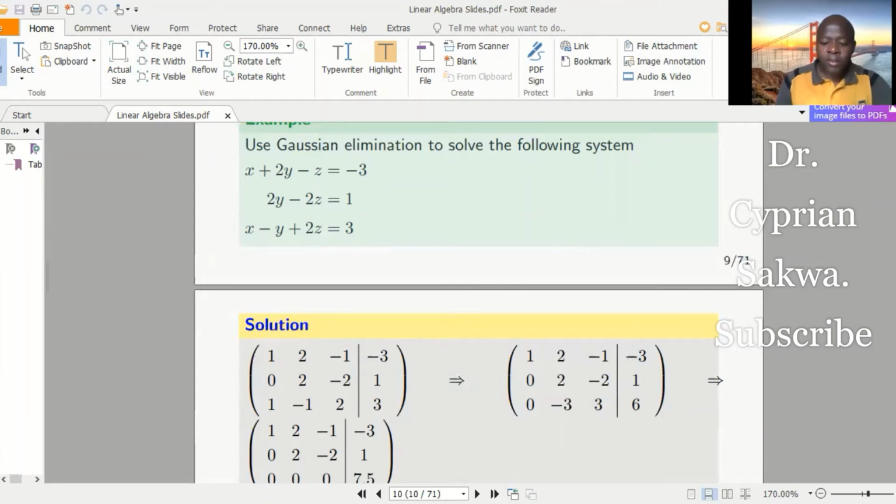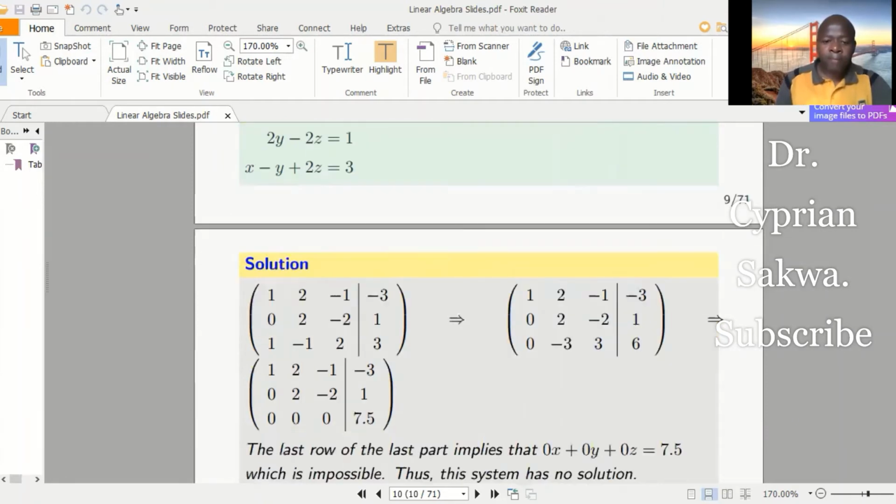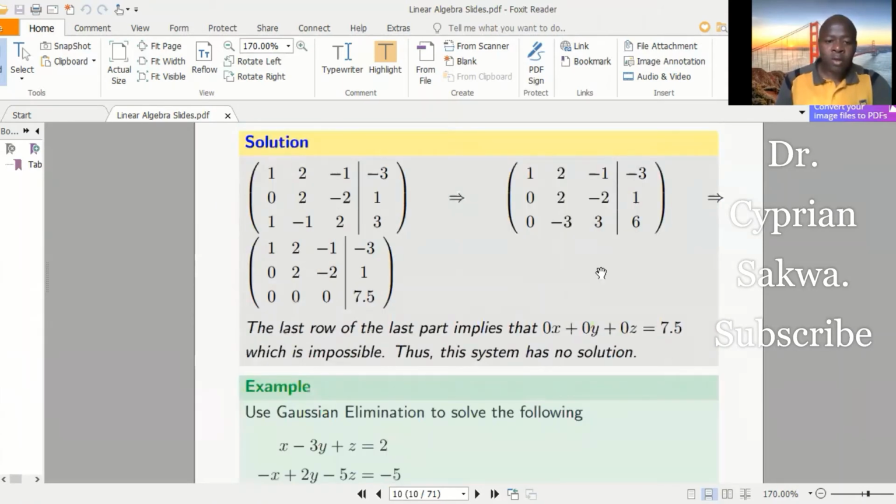Very first, we reduce this matrix to echelon form. And so far, you know how to reduce these matrices to echelon form. When you do that, this is what you finally arrive at. This is the final matrix in echelon form.